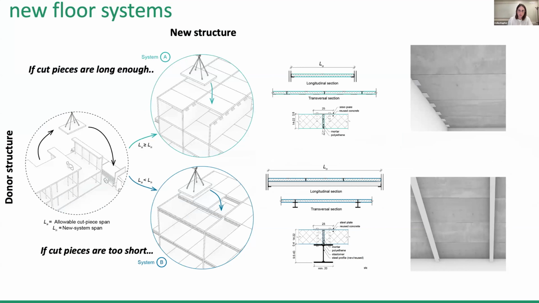During my PhD, I explored the second approach, which values discarded concrete slabs by reusing them again in bending in new floor systems. If the slabs are long enough, they span directly between the supports. If they are too short for the new project, they can be installed over primary girders.